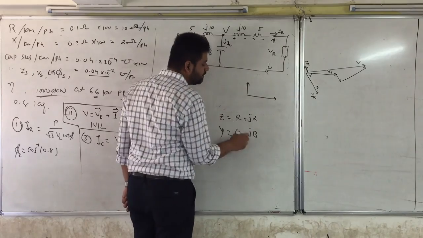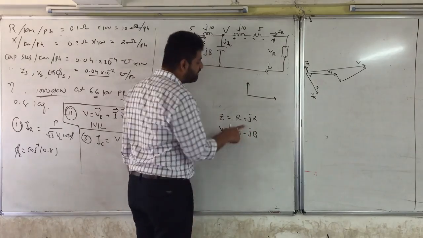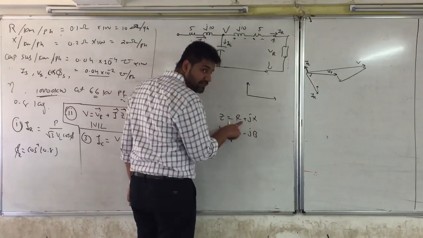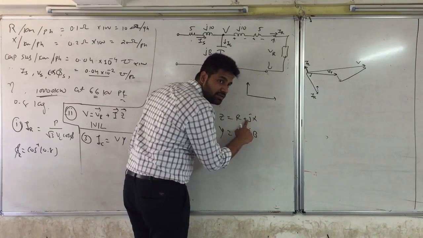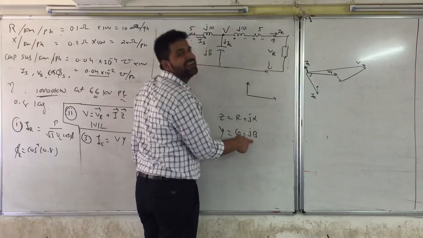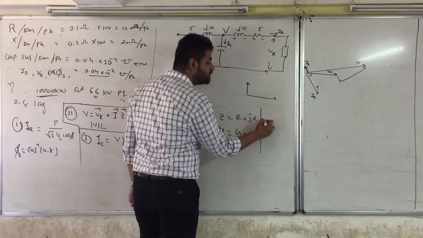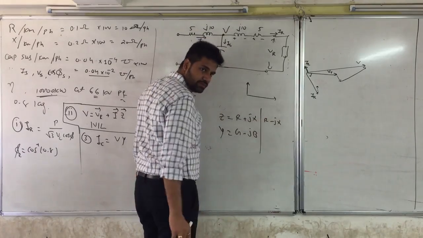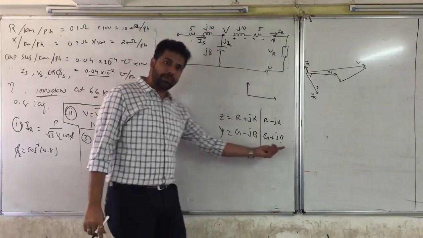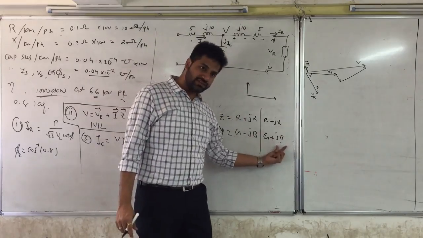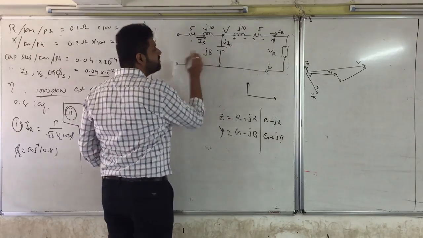And if it is plus, this will be minus. And if it is minus, it will be plus. So if it is plus, you are talking about an inductor; then only it is plus. So for inductive susceptance, it is minus JB. And for capacitive, Z is R minus JX. Fine. So it is G plus JB. So here I have capacitive susceptance, so it has to be plus JB.